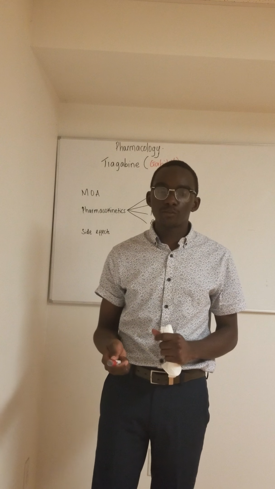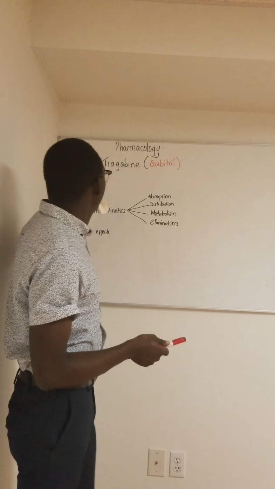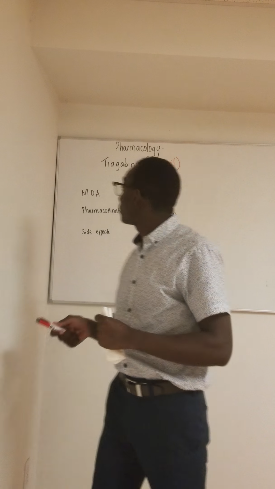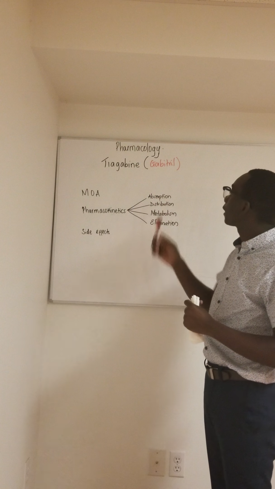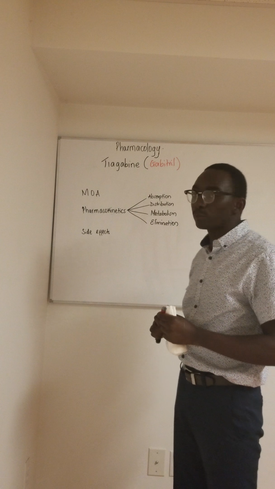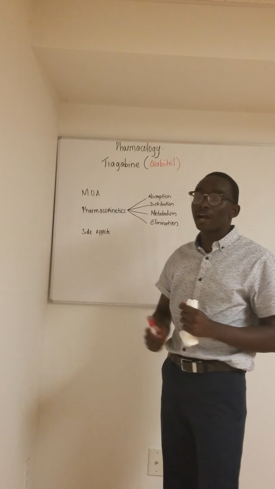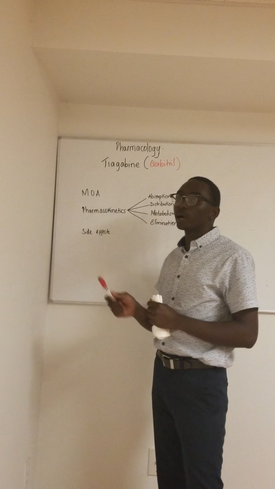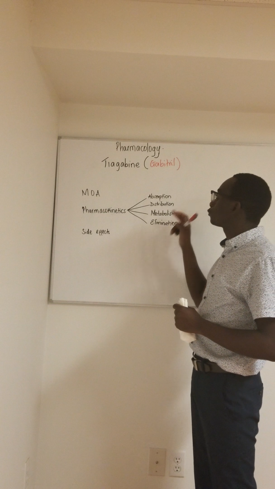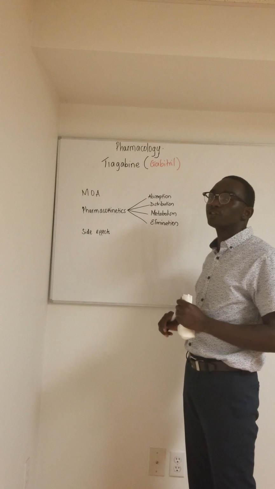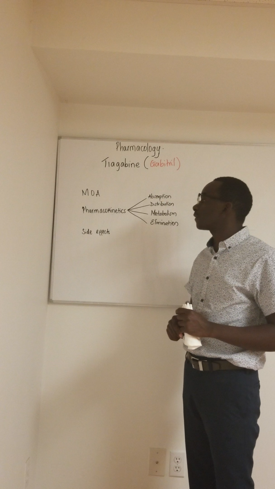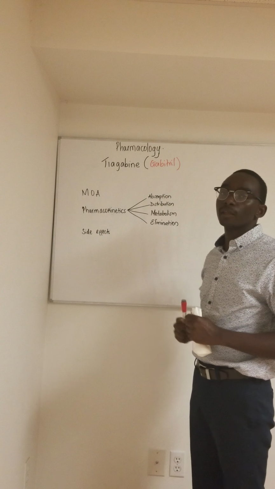In this section, we are going to be discussing the pharmacology of anti-seizure drugs. Today's drug of choice is Tiagabine, or the brand name Gabitril. In today's objectives, we shall look at the mechanism of action of this drug, the pharmacokinetics, that is the absorption, distribution, metabolism, and then elimination, and then lastly, we shall look at the side effects of this drug.